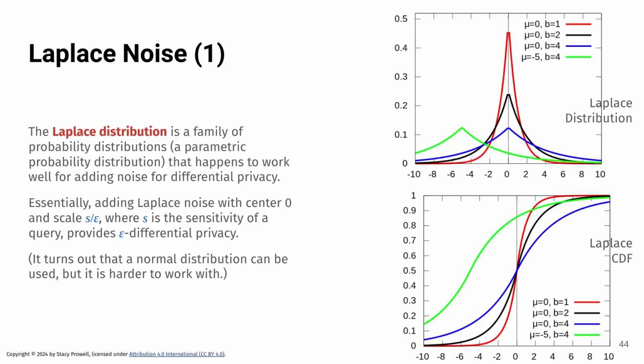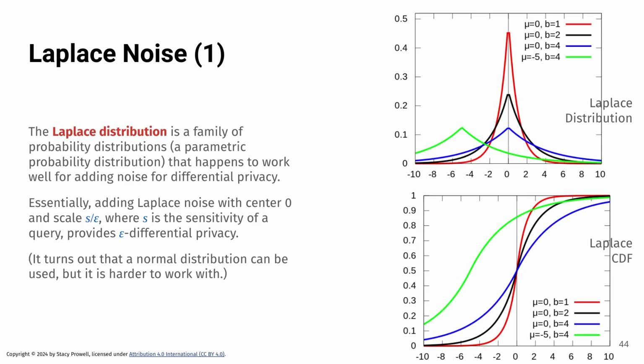The Laplace mechanism depends on the Laplace distribution. And the Laplace distribution is just a probability distribution that happens to have some parameters that control it. We would call that a parametric distribution. Might call it a family of distributions, right? Where each member is a different choice for the parameters. And there are two. The first parameter is the mean, right? Where do we want the distribution to be centered?